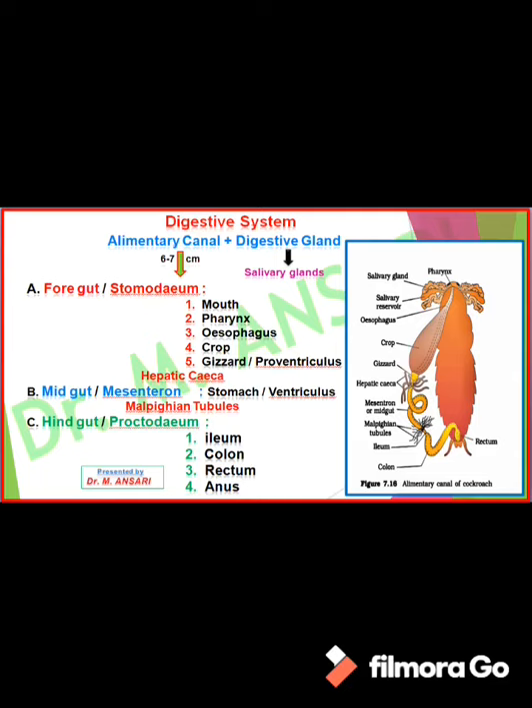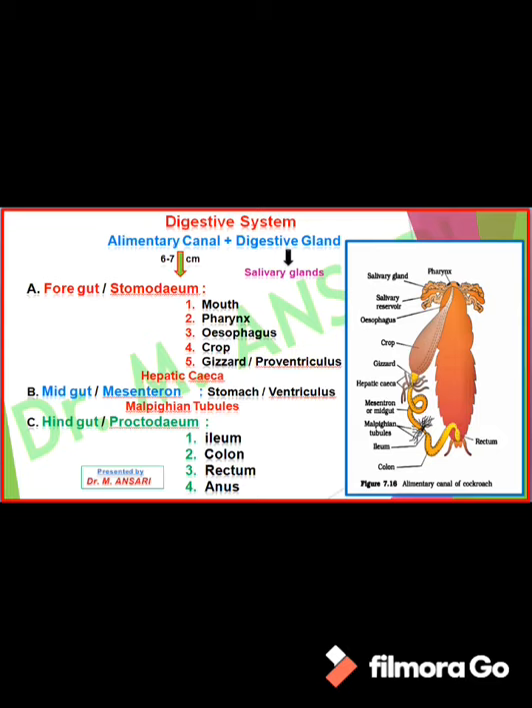The digestive system of cockroach consists of the alimentary canal and digestive glands. The alimentary canal is about 6 to 7 centimeters in length and divided into 3 parts: foregut, midgut and hindgut. Foregut is also called stomodeum, midgut mesenteron and hindgut also called proctodeum.